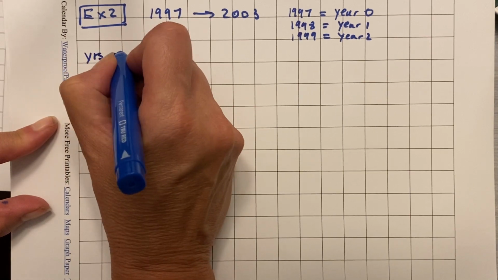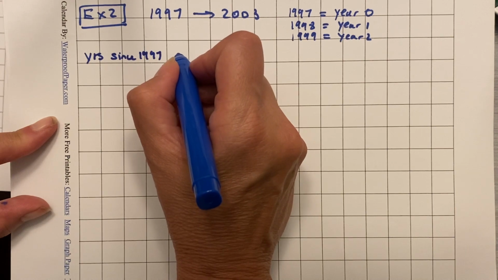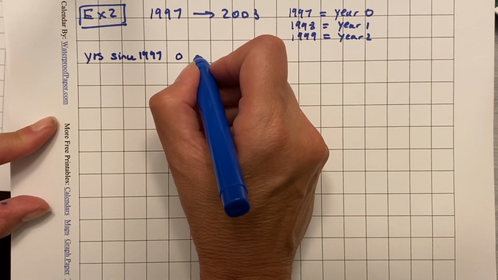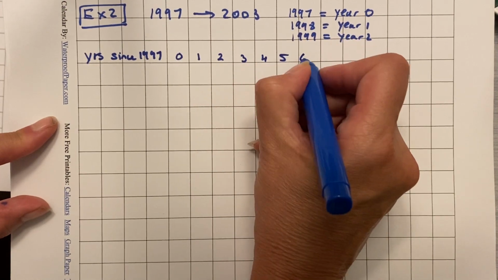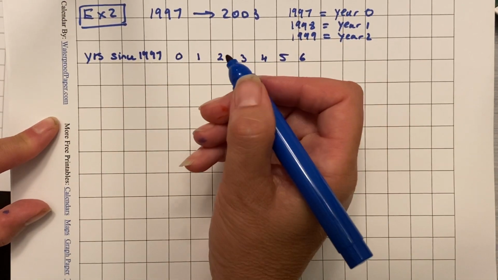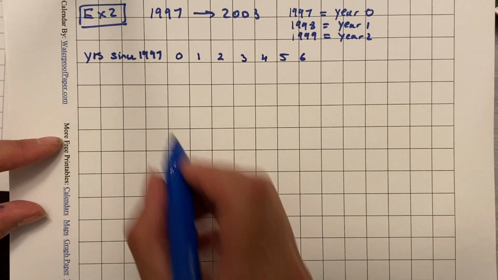years since 1997. And that's going to be year 0, 1, 2, 3, 4, 5, 6, meaning year 0 is 1997. You always have to remember that. And during those years, we're going to have the average math score.